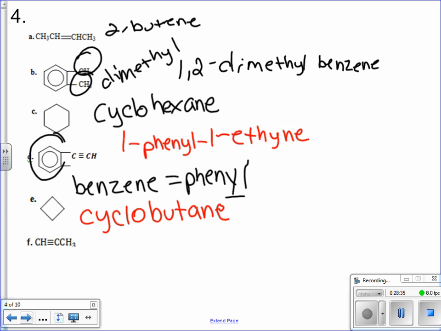All right, letter F, we just have a straight chain of 3 carbon. We have a triple bond. We have to tell where the triple bond's located. The triple bond's located closest to the left side rather than the right side. So that means the triple bond's located in between carbons 1 and 2. We have to use the lowest number combination. So the triple bond's at 1. The prefix for 3 carbons is prop. Suffix for a triple bond is YNE. So that one is 1-propyne.